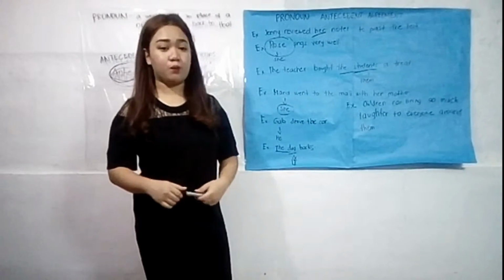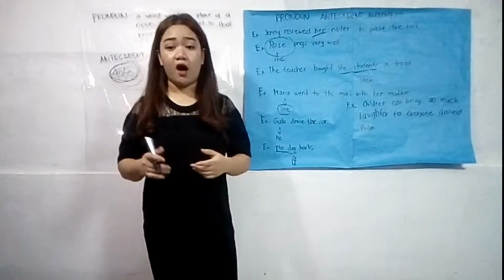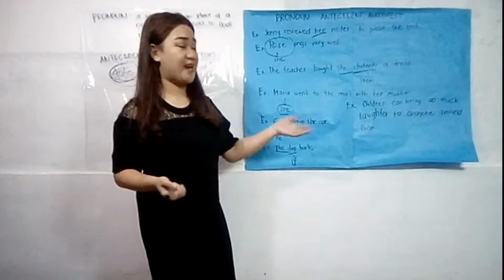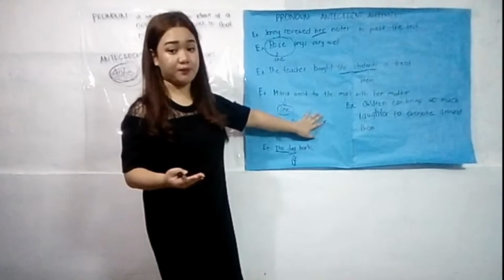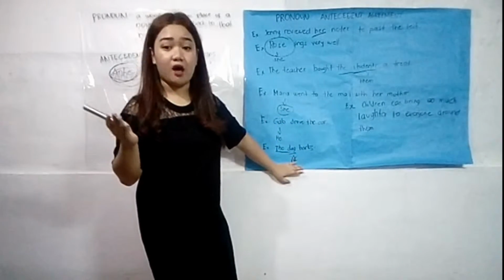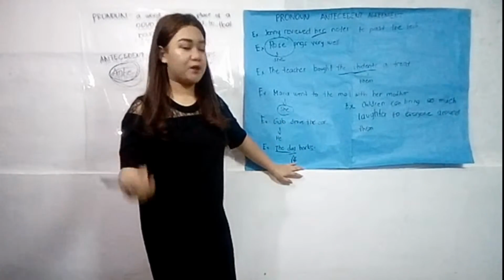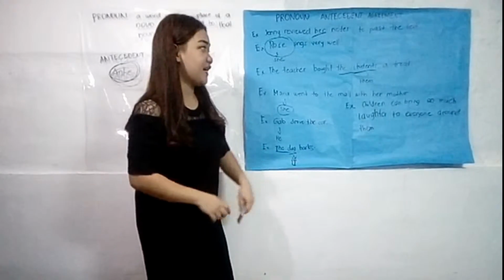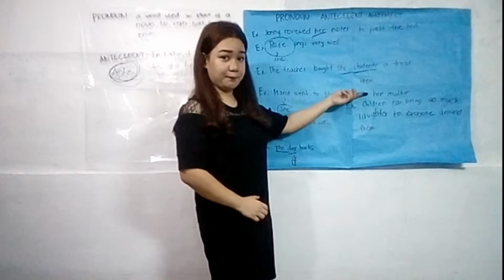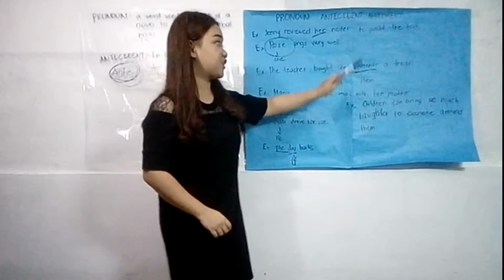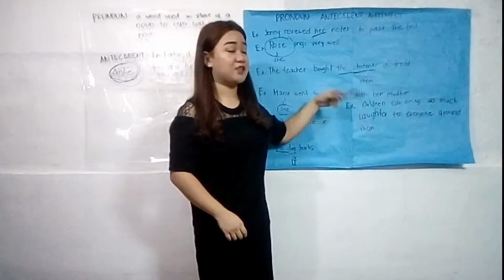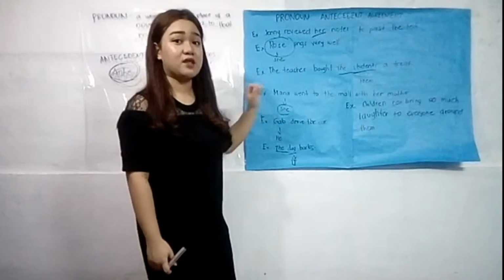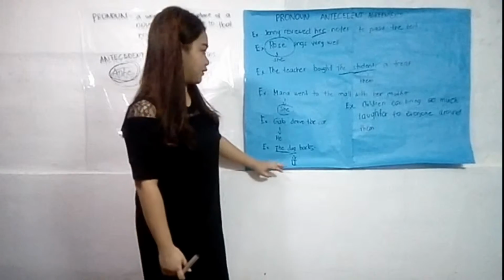In this example, we have the plural. We should replace it with a plural object pronoun, which includes you, us, them. In this sentence, the appropriate pronoun to use is them, because the students is plural, and that is the appropriate pronoun to use in this sentence.